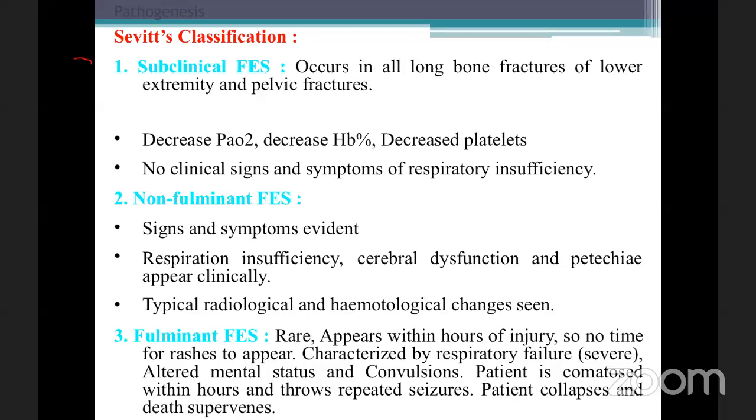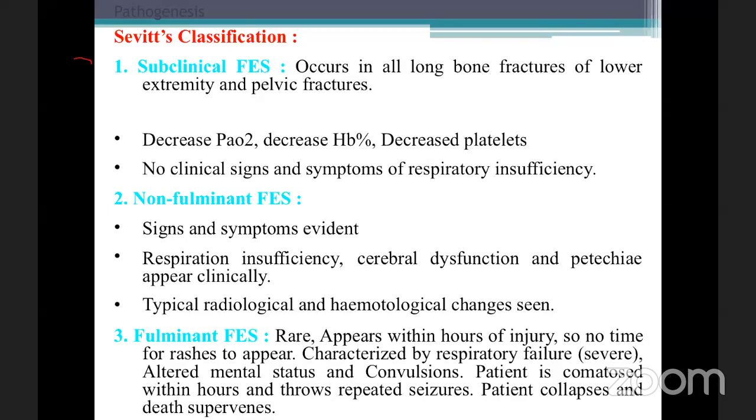Now, there is non-fulminant fat embolism syndrome, where signs and symptoms are evident: respiratory insufficiency when your lung capillaries are being obstructed with fat globules, and cerebral dysfunction when your intracranial capillaries are getting dislodged with fat bone marrow, or skin petechiae can be seen clinically. Typical radiographs can be seen, like the snowstorm appearance on X-ray, and hematological changes can also be seen. So this is non-fulminant fat embolism syndrome.